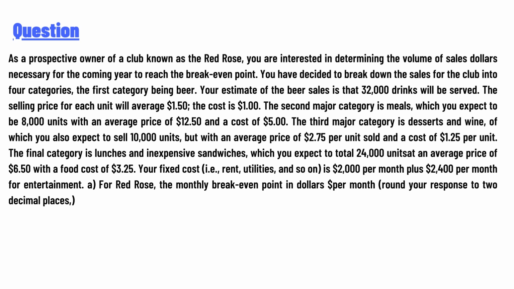The cost is 1.00. The second major category is meals, of which you expect 8,000 units with an average price of 12.50 and a cost of 5.00. The third major category is dessert and wine, on which you also expect to sell 10,000 units but with an average price of $2.75 per unit sold and a cost of $1.25 per unit. The final category is lunches and inexpensive sandwiches, which you expect to total 24,000 units at an average price of $6.50 with a food cost of $3.25.